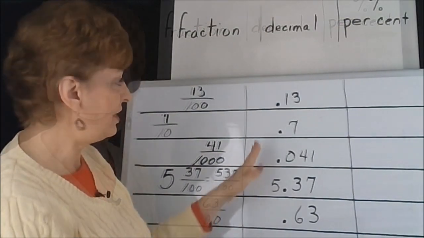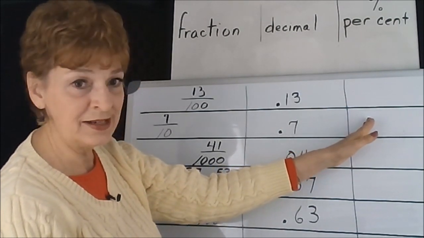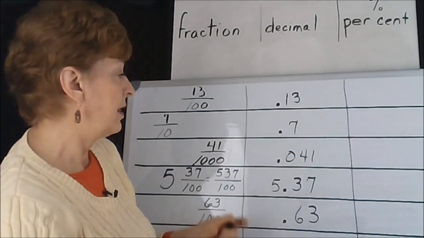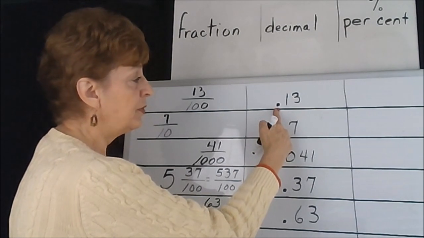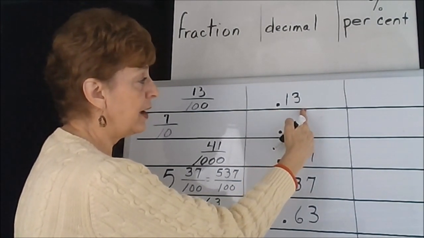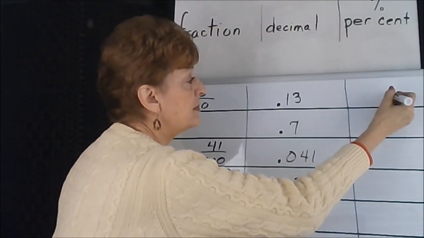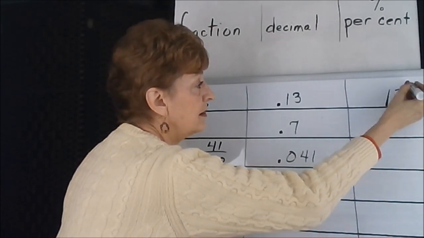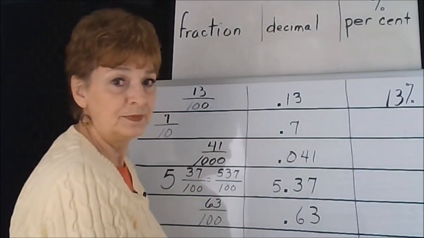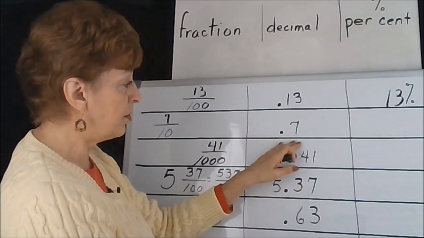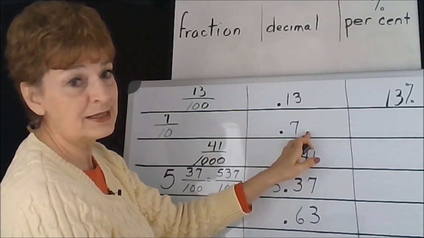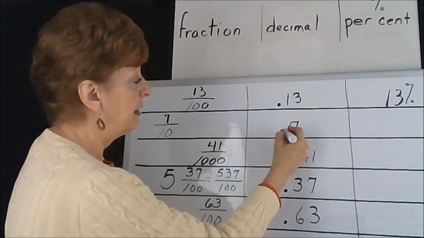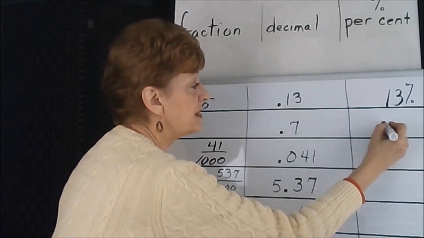Now we can continue to making percentages out of these. Our rule says to move 2 places over to the right, so this becomes 13%. 2 places over, we have to add a 0 to this one because we only have the 1 digit, so this becomes 70%.